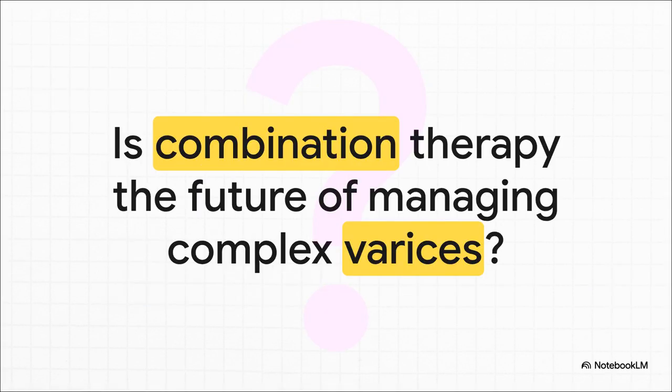Which leaves us with the final thought to chew on. If one procedure raises pressure and the other one lowers it, could the ideal approach actually be to combine them? Could we perform an obliteration to solve the immediate bleeding threat and then go in and place a TIPS to handle the rise in portal pressure that follows? That's really where the field is heading, and it's something to think about for the next complex case you see.